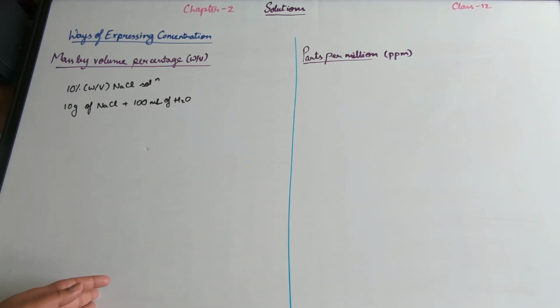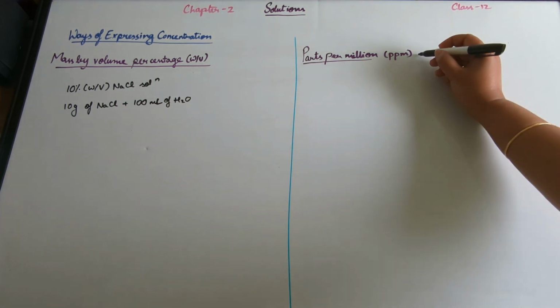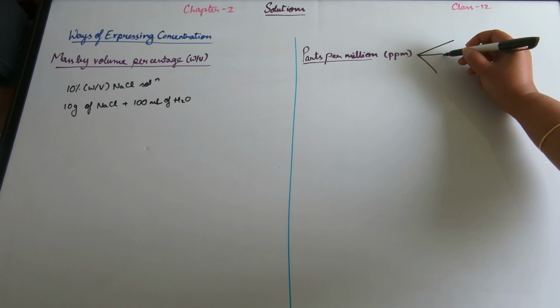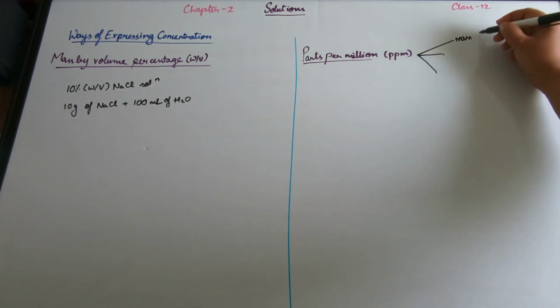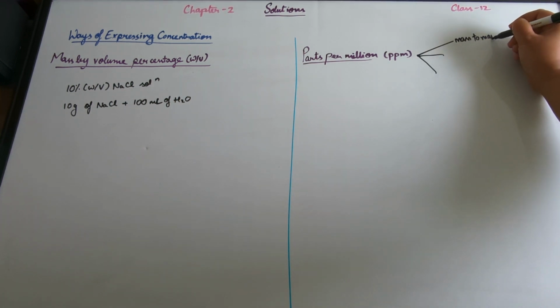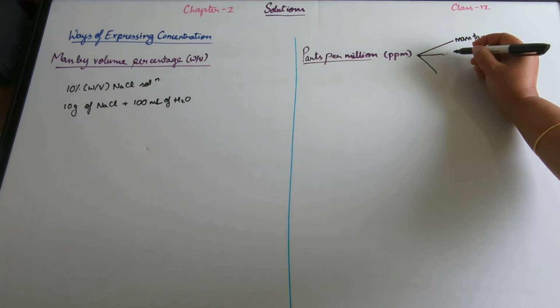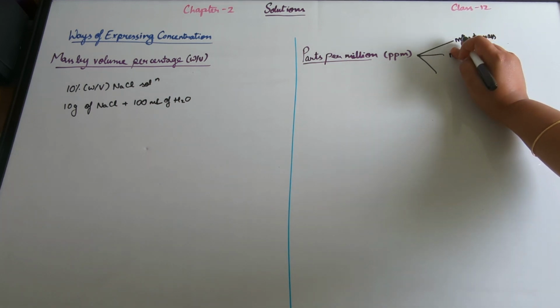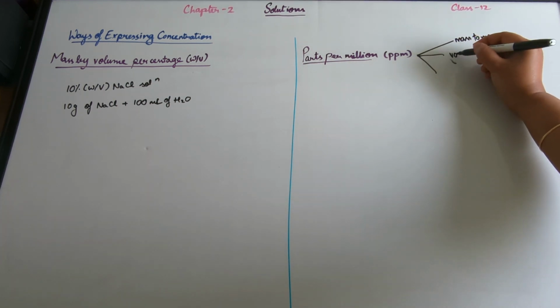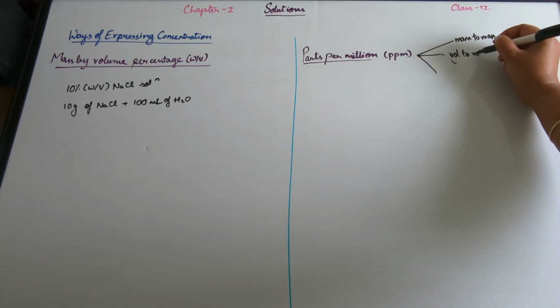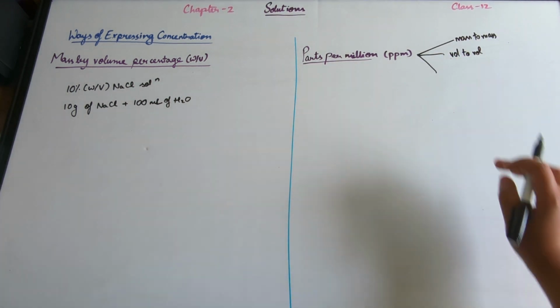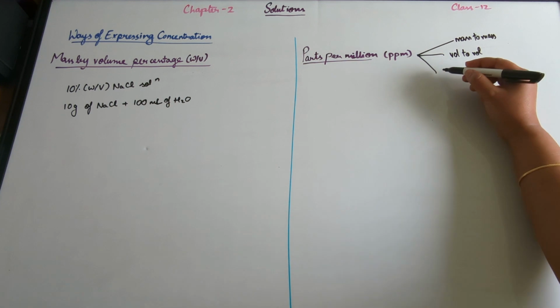The last one for this video is parts per million. Now, parts per million can be expressed as a mass to mass. It can be mass to mass, and or it could be mass, or let's say volume to volume, or it can also be mass to volume.